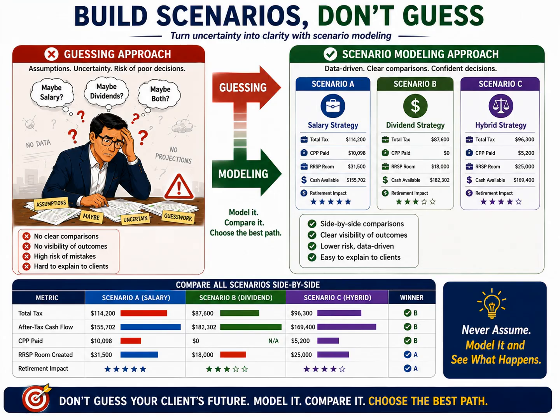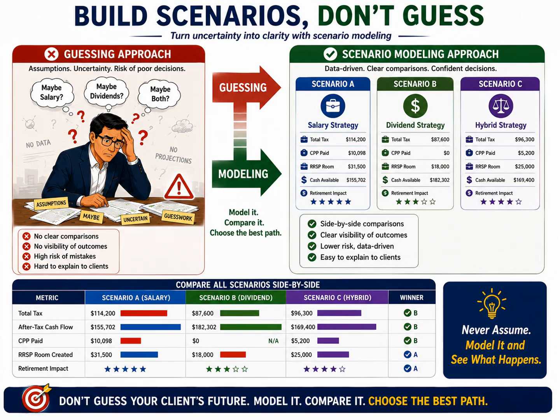Now look at the right side of the slide. This is the scenario modeling approach. Instead of guessing, we use software to test different possibilities. In this example, we have 3 scenarios. Scenario A uses a salary strategy. Scenario B uses a dividend strategy. Scenario C uses a hybrid strategy. Each scenario generates measurable results. We can see the impact on taxes, CPP contributions, RRSP room, available cash flow, and long-term retirement outcomes.